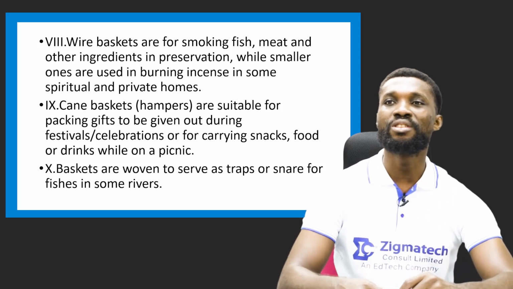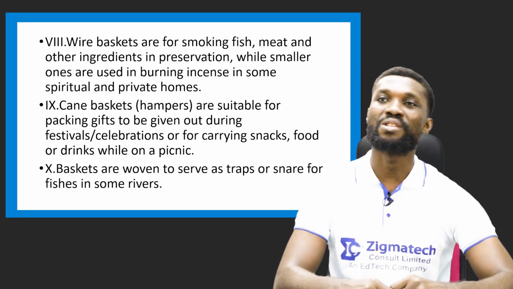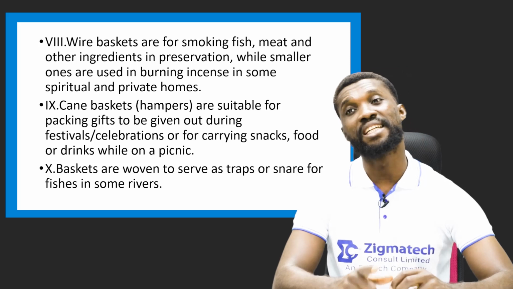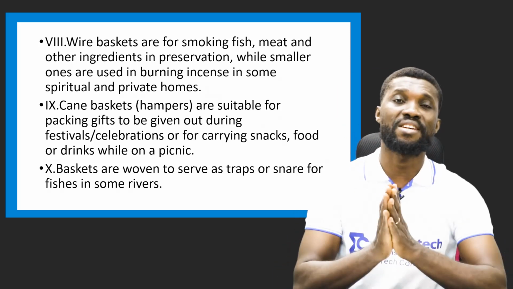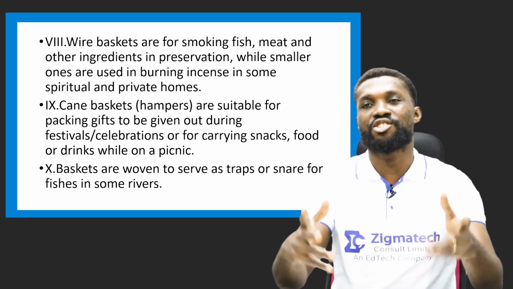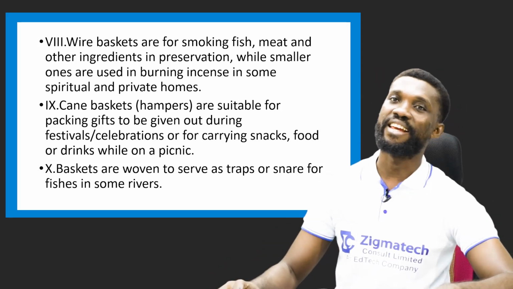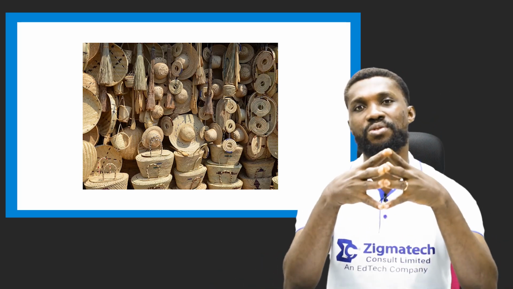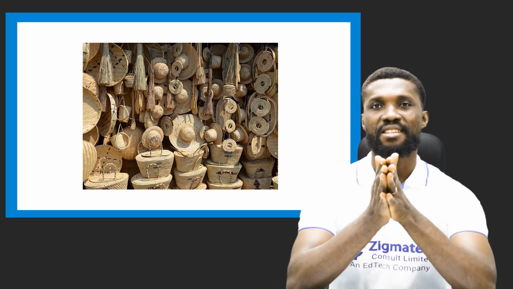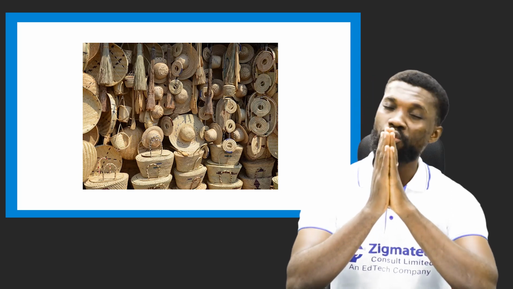Now, baskets are woven to serve as trap or snare for fish in some rivers. Now, they use it to serve as what? Trap, you know, to catch fishes or snail in some riverine areas. So these and even more that you can use with what? With your basket and with the weaving. That is why it cannot be overemphasized.